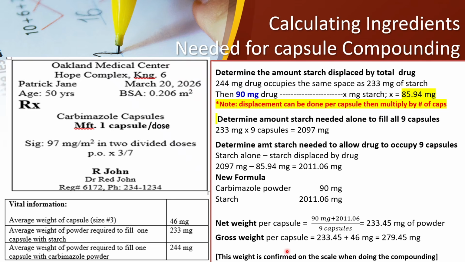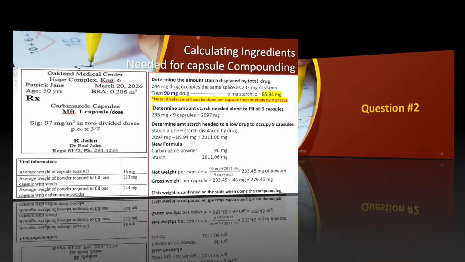The gross weight is going to be the weight of the powder plus the shell. So in order for us to get the net weight, we have to add 90 milligrams, which is the drug, plus the starch, divided by 9 to give you the amount of powder that will be in the capsule. To get the gross weight, which is the weight of the capsule shell plus the powder, we add the weight of each capsule shell, which is in the table here, 46 milligrams, and you add it to that of the powder. And this will be the gross weight of your filled capsule.